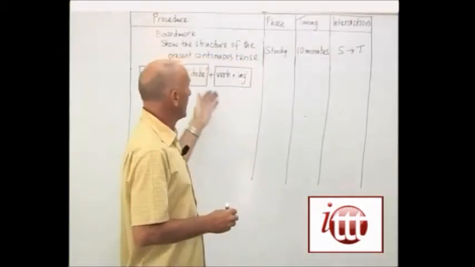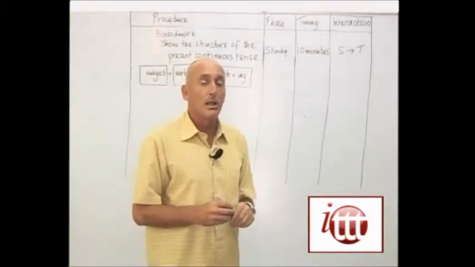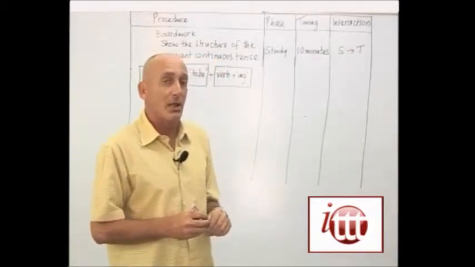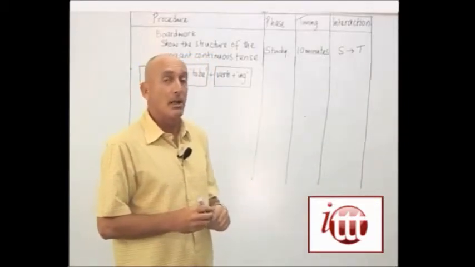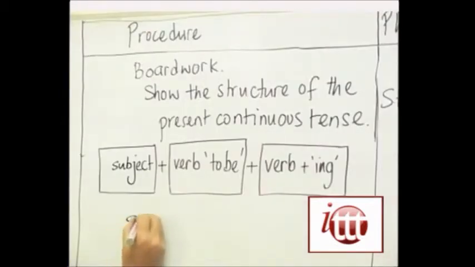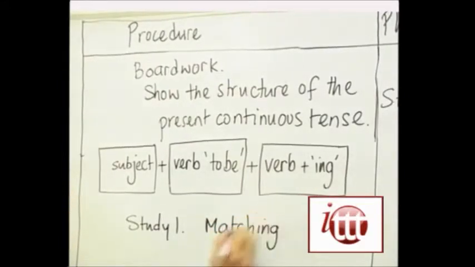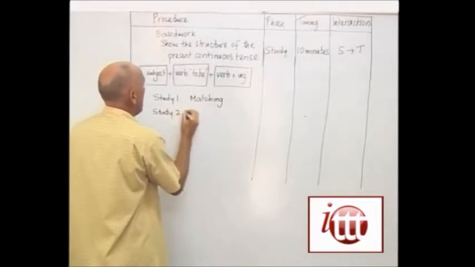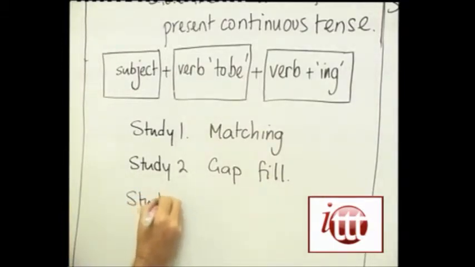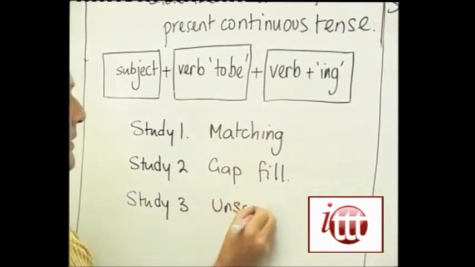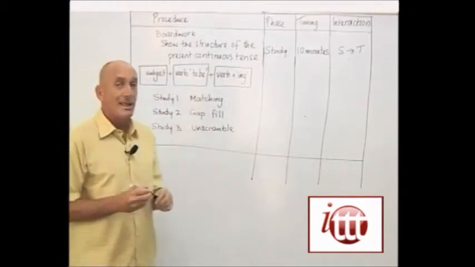So having elicited this particular structure, what I'm now able to do is to move on to the actual study activities. Typically, they will be in the form of worksheets, to check that the students actually understand this information. So I might prepare three activities, they may not do them all, but for example, I could prepare these three study activities.